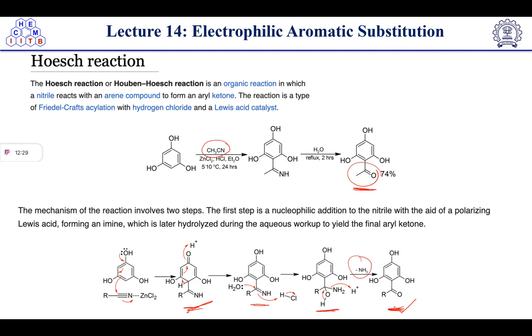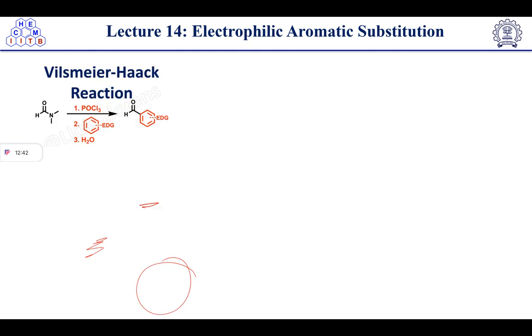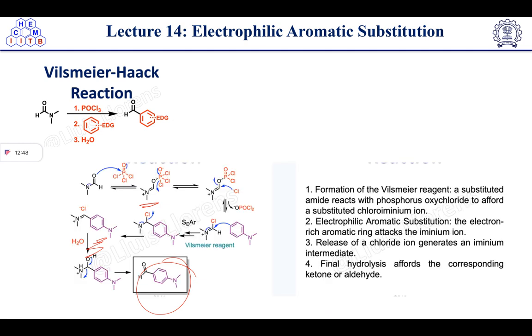So this is a type of acylation reaction only. In Friedel-Crafts acylation also, an acyl group is installed, and here also an acyl group is getting involved, right? So this reaction is known as the Houben-Hoesch reaction. The next one is the Vilsmeier-Haack reaction. What is the Vilsmeier-Haack reaction? You can see the formylation of the benzene ring is taking place here.